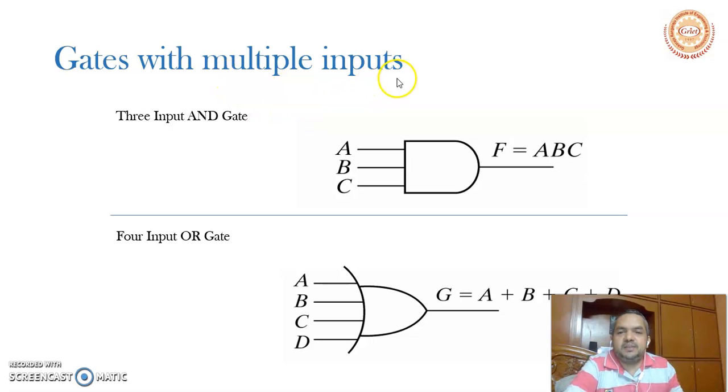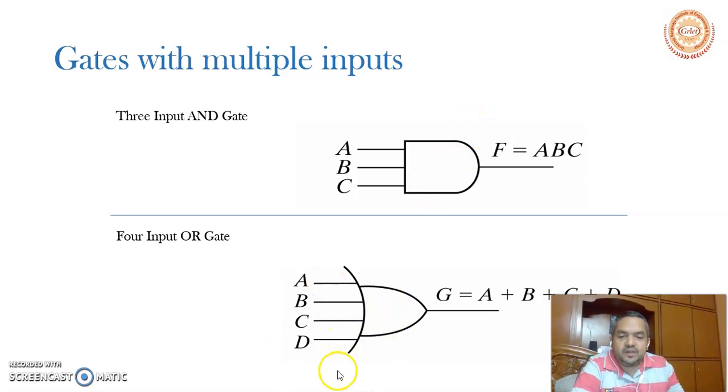Here are gates with multiple inputs. A gate can also have multiple inputs, not only two. Example is A, B, C, output F is equal to A dot B dot C. But basically we can treat it in another way also. Here there are two binary AND gates. A and B are given to one AND gate, and the output is A dot B. Then I take another two input AND gate, give C as one input and AB as the other input, and I will get the output as ABC. So this can be treated as equivalent to two input AND gates.